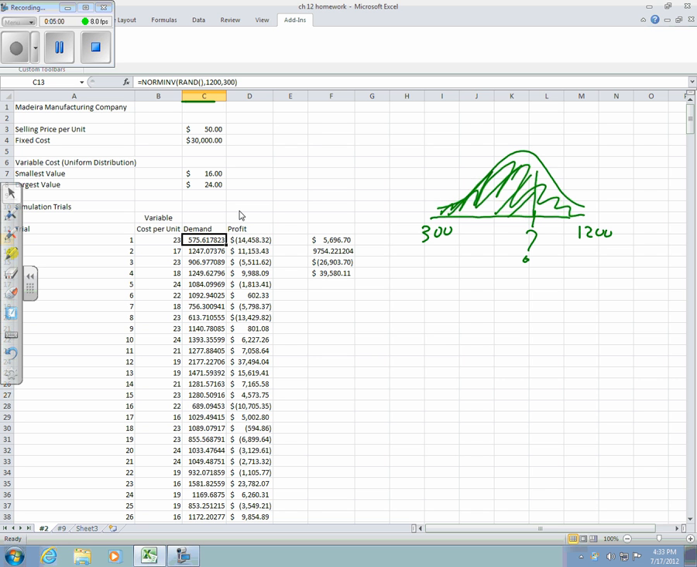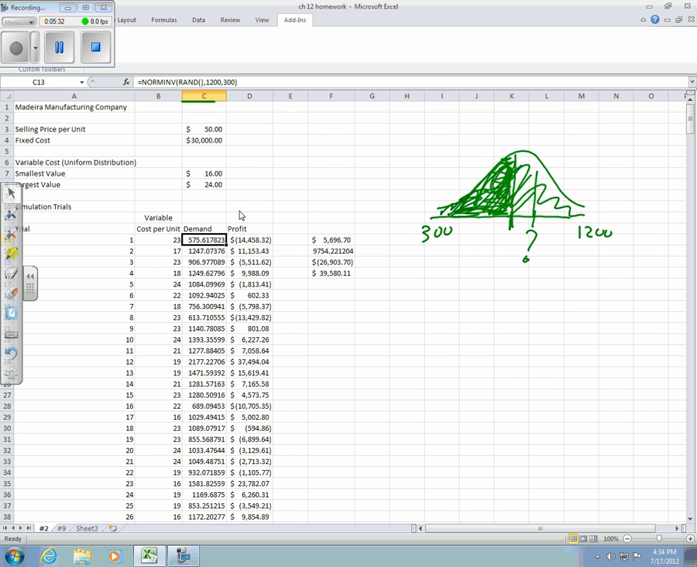So, for example, if that random number generated in this function happened to be a 0.5, that's going to be right here, because half of this area corresponds to that 0.5, and this right here would be halfway between 300 and 1200, so it'd be 750, I guess. So that's what's going on in that formula. It's simulating a particular demand that follows the normal distribution with 300 at the low end and 1200 at the high end.